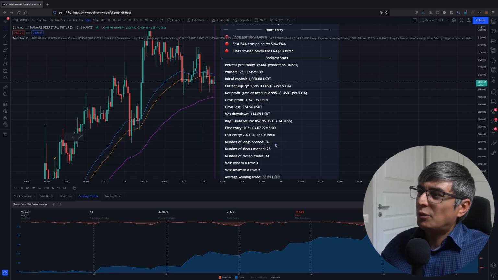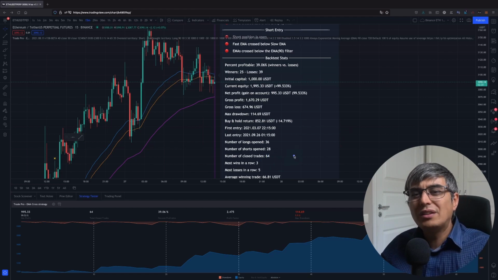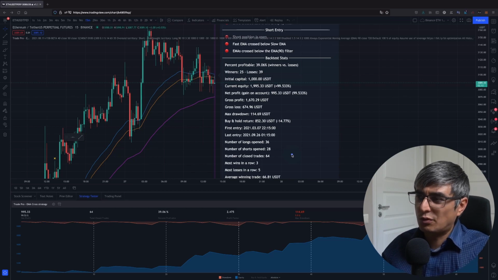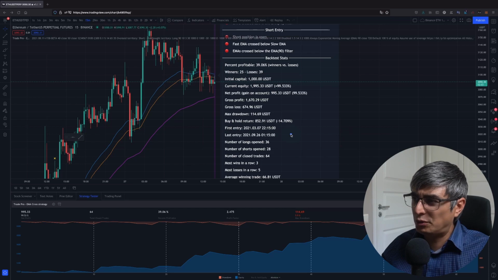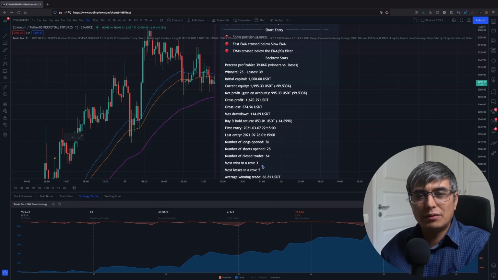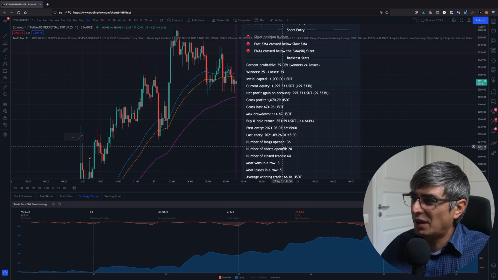We can see that we had more longs than short positions, 36 to 28, and the total number of closed trades is 64, which is not something that I really like a lot. I like to have at least 100, but if I manage to find such a low drawdown, I might give it a go anyway and try to add settings for other pairings as well. Most wins in a row 3 and most losses in a row 5, which is not very bad.